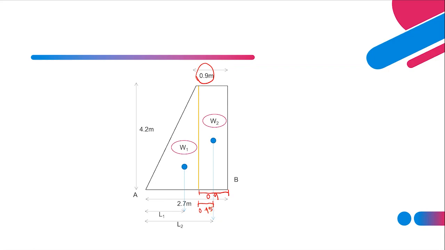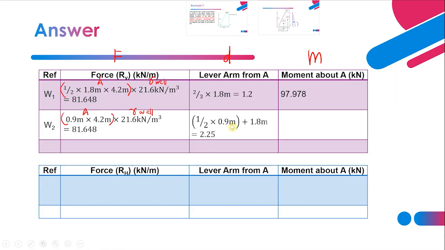So 0.9 divided by 2, you will get 0.45. You add the balance, which is 1.8. This is 1.8 meter. So 0.45 plus 1.8 meter, you will get the distance from the centroid of W2 to point A. That is half of 0.9 plus 1.8, giving 2.25. To get the moment, just multiply 2.25 with 81.648. You will get this 183.708.